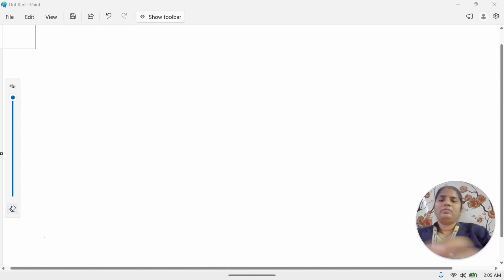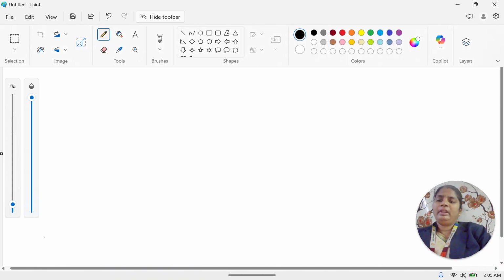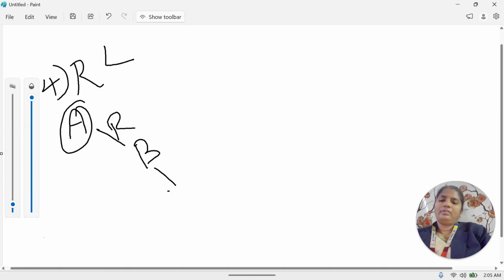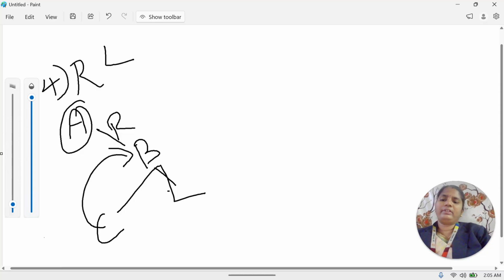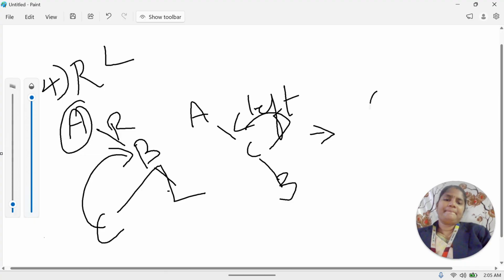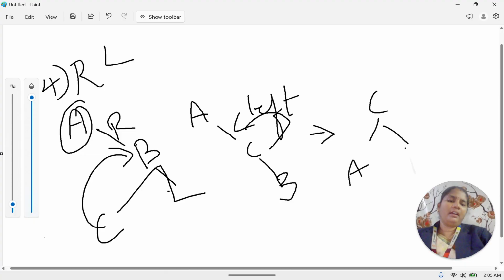Next one, last one, RL rotation. So first is the right side, next one is the left side. Here first we are going to perform the right rotation. So A, C and B. After that we are going to perform the left rotation. C, A and B.